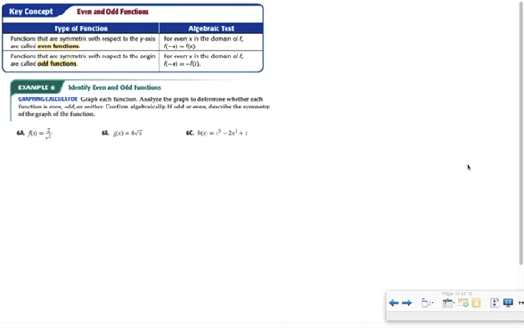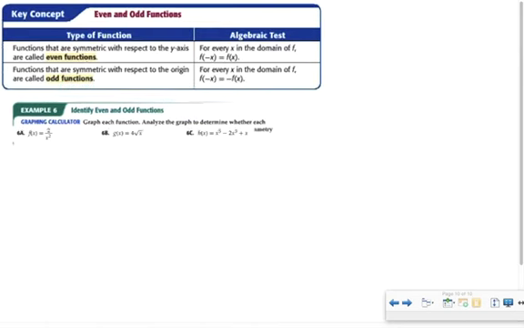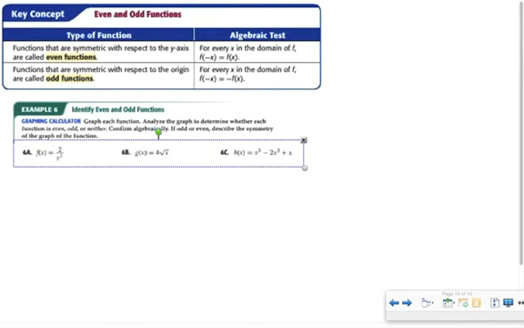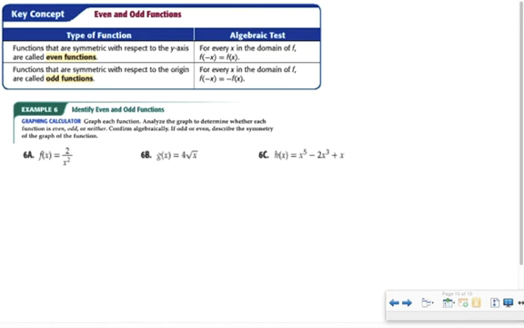Finally, this last bit in your text is taking that symmetry to another level and giving it another way to describe it using vocabulary. If it is symmetric over the y-axis, then we say that it is an even function. If it is an odd function, then we say that it's symmetrical over the origin.